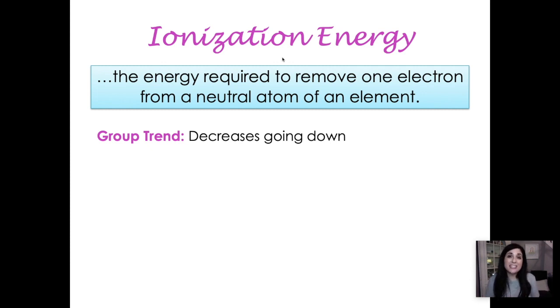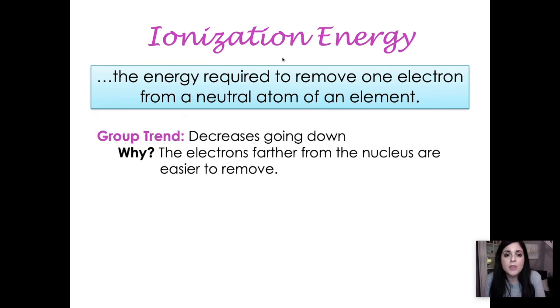Why is it so much easier for barium to lose an electron as opposed to magnesium? Barium is much bigger. That outermost shell is very far from the nucleus, and because it's very far, it doesn't take a lot of energy to take an electron away. So the electrons that are farther from the nucleus are much easier to remove. As you add shells going down a group, those shells get farther from the nucleus, and therefore it's much easier to remove an electron from one that's farther away, because that nucleus doesn't have as strong of a pull on it.